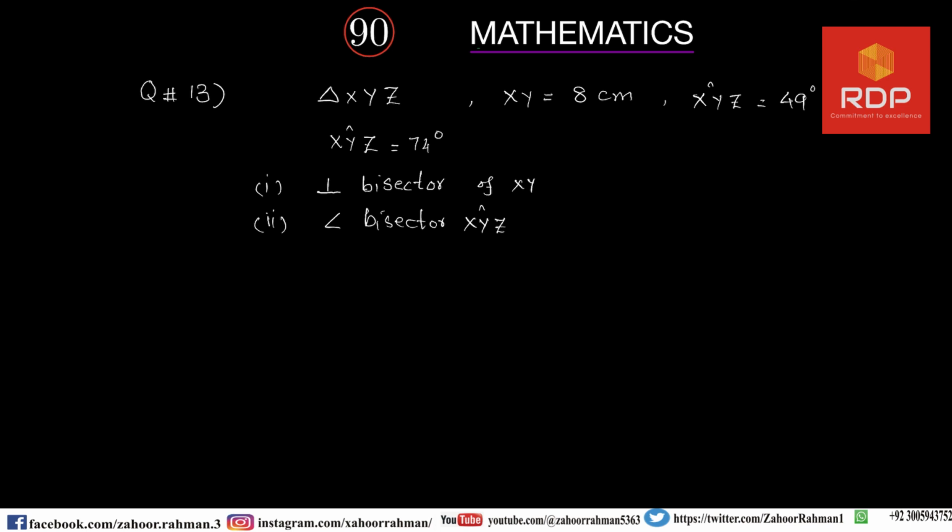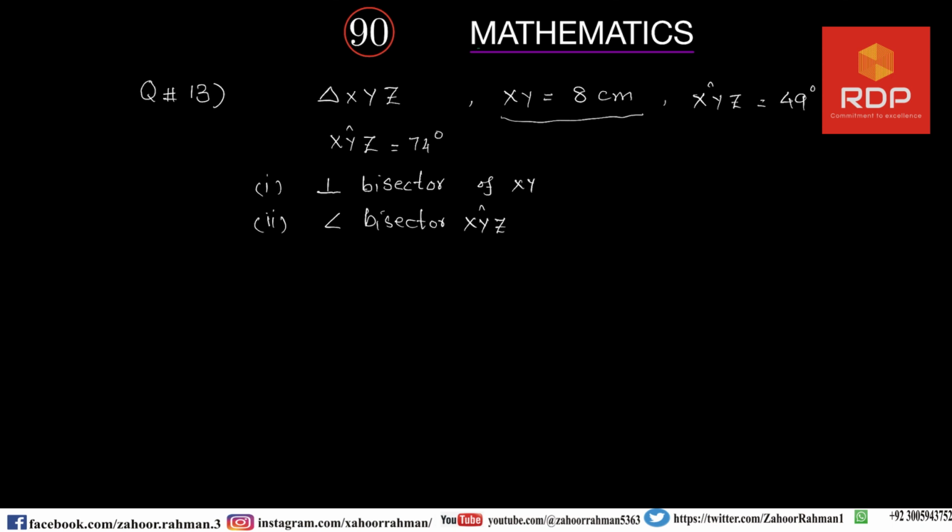This is the 90th lecture of mathematics, and in today's lecture we are going to start question number 13. Question number 13 is saying construct triangle XYZ such that XY is equal to 8 centimeter. I have written it here so that you understand what the given information is.